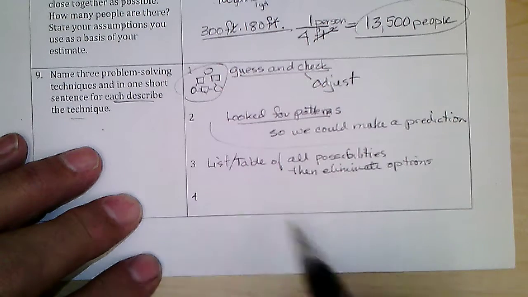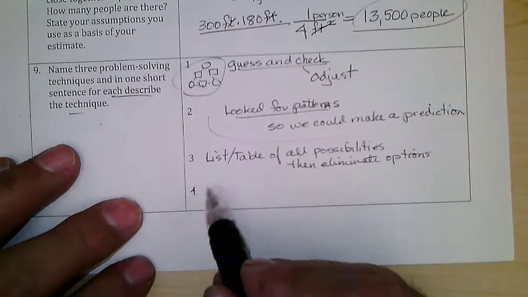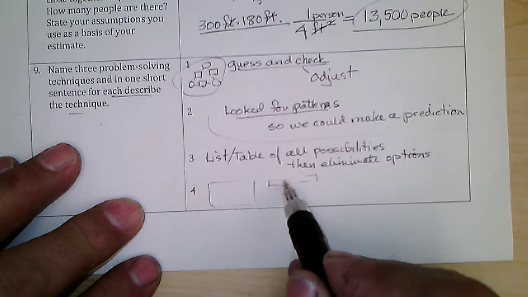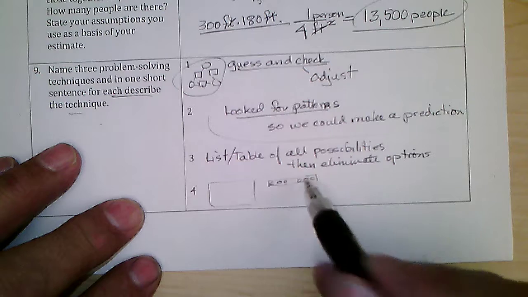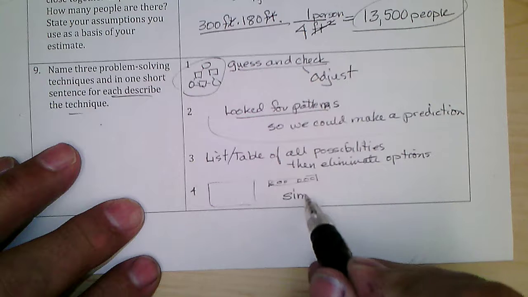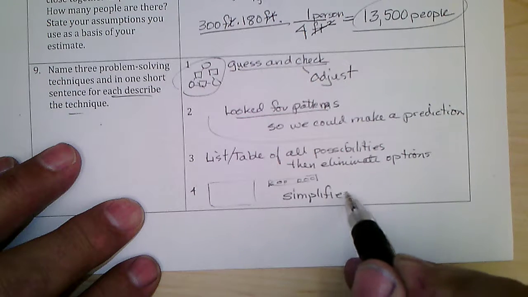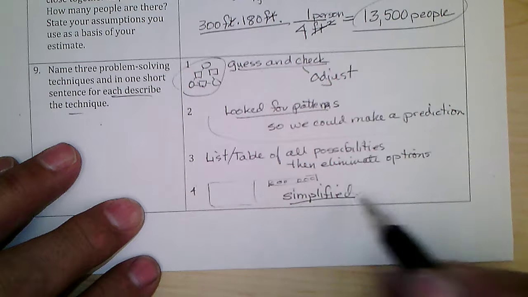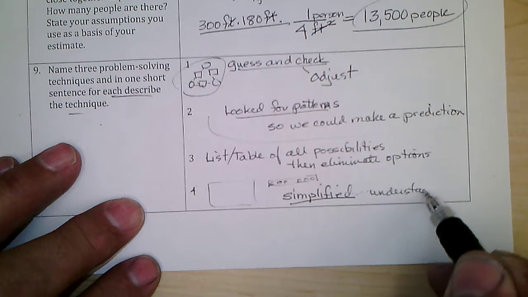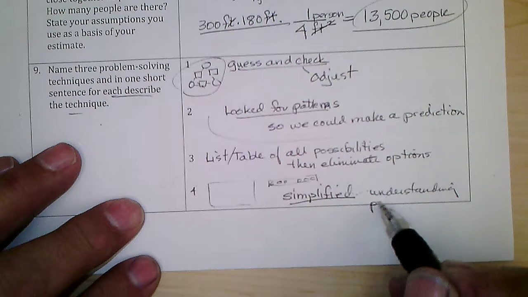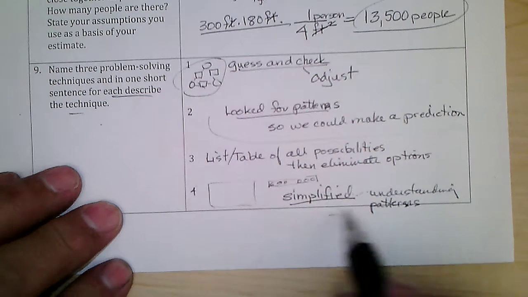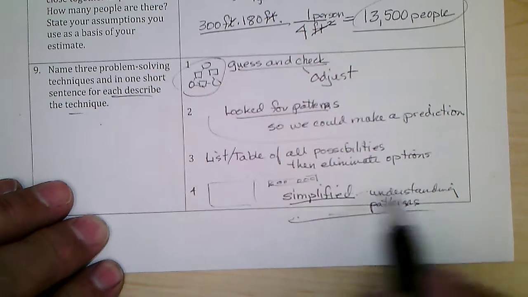On the pennies on the table, or on the one where we were jumping the colors, we simplified the problem, and then again, with the simplified, we look for understanding, and maybe even patterns, so that we could then get to the answer. So we simplified the problem.